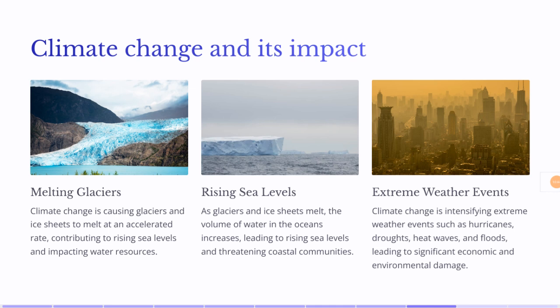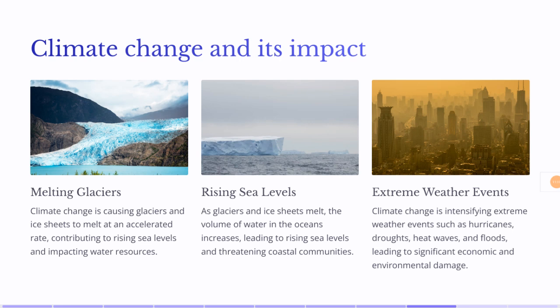Climate change and its impact. 1. Melting glaciers. Climate change is causing glaciers and ice sheets to melt at an accelerated rate, contributing to rising sea levels and impacting water resources. Rising sea levels. As glaciers and ice sheets melt, the volume of water in the oceans increases, leading to rising sea levels and threatening coastal communities.